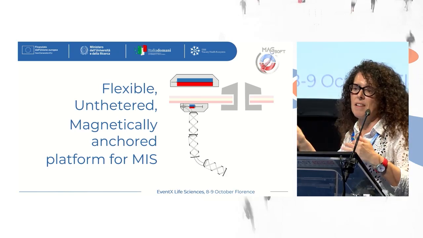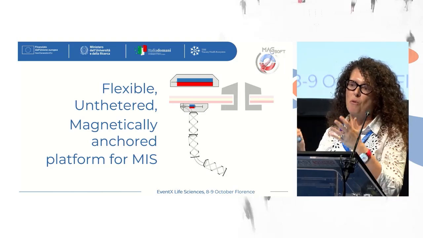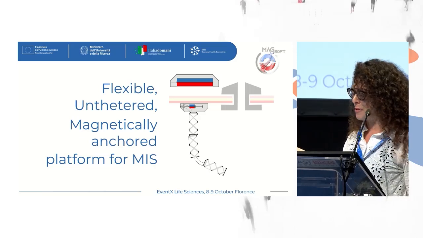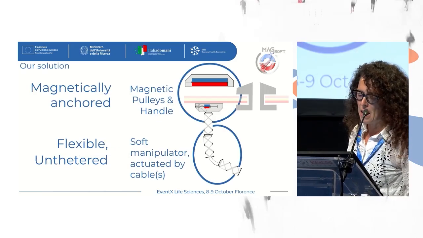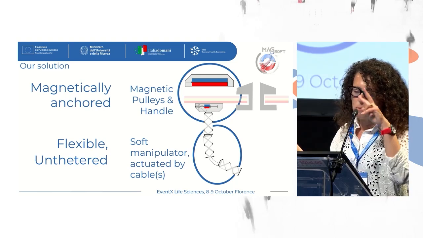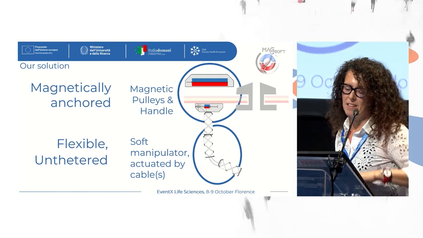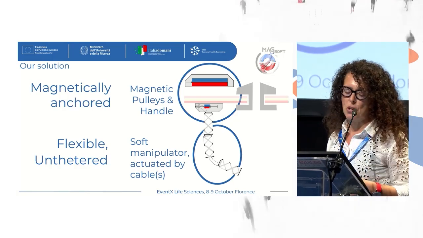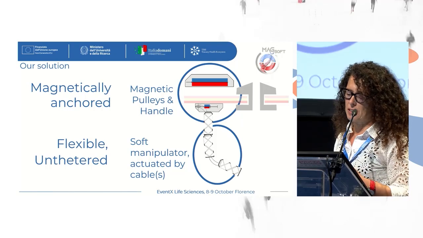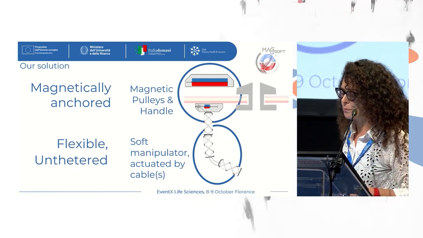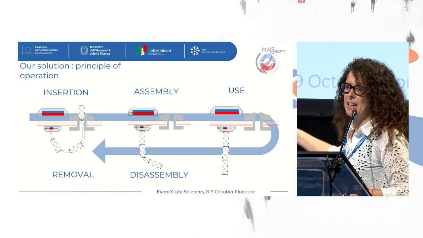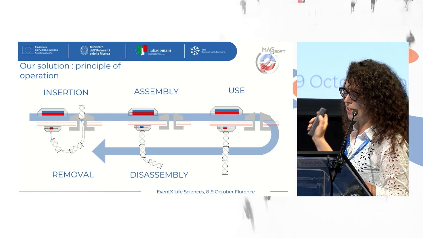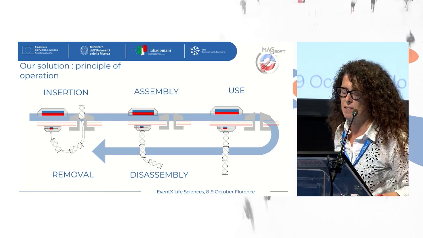Maybe it's something a little bit far away in terms of overall objective, but we also have a brilliant team of PhD students, so we try to do something in this direction. There are two main components: a magnetically anchored solution and the flexible untethered soft manipulator. And this is the sequence from the insertion to the assembly of the robot inside the body, the use, the disassembly, and the removal.